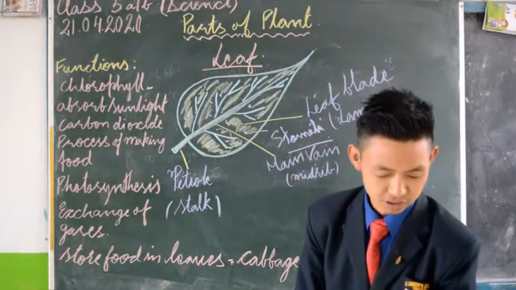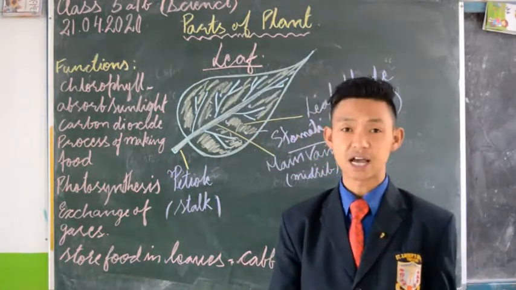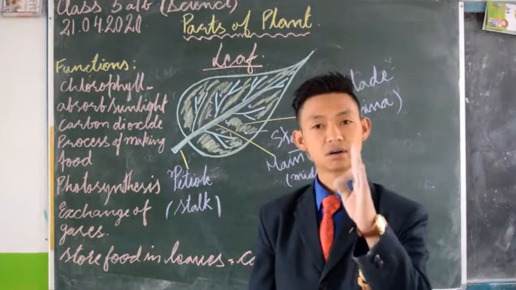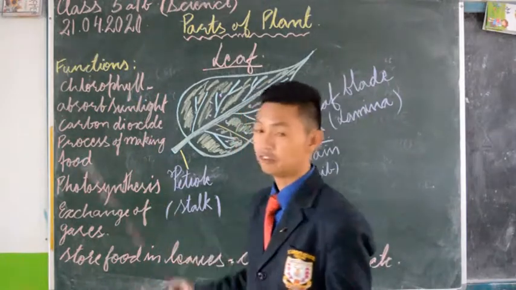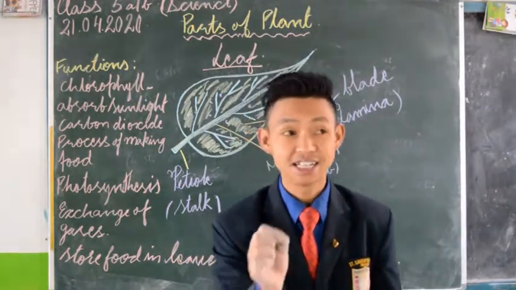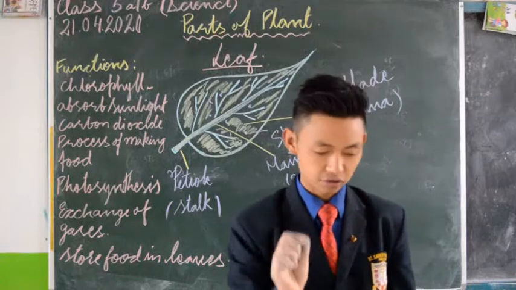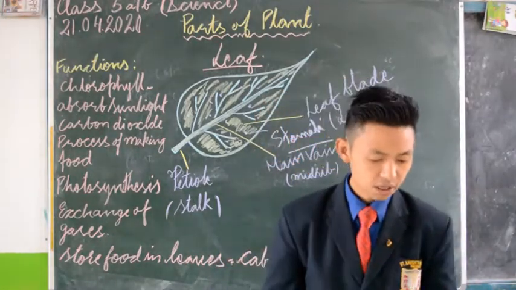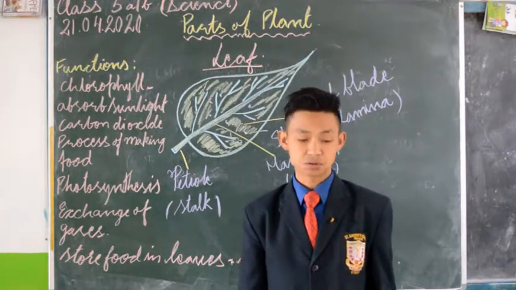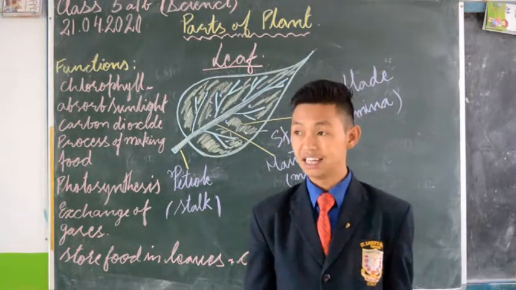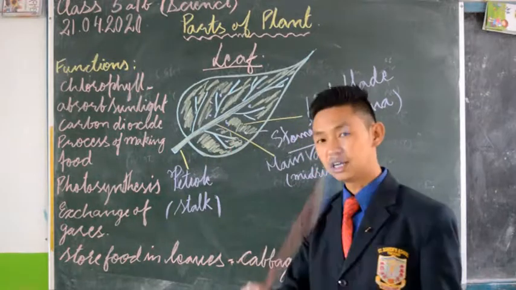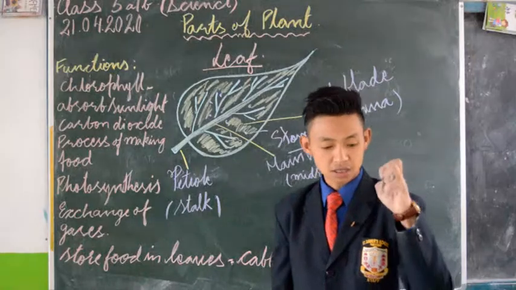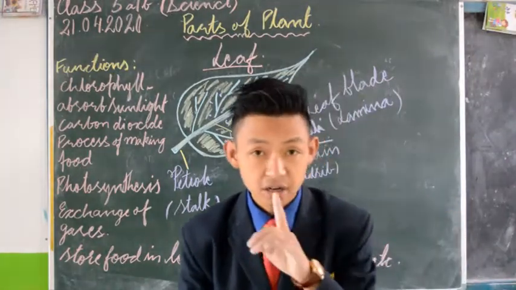Why exchange of gases, all these things. Now, most of the leaves are green in color due to the presence of a pigment called chlorophyll. The green pigment is called chlorophyll. This is present in all the green leaves of plants. It helps the leaves, not any fruit or flower, but only the leaves, to absorb sunlight in order to make food.